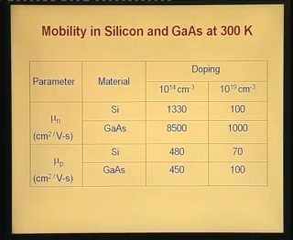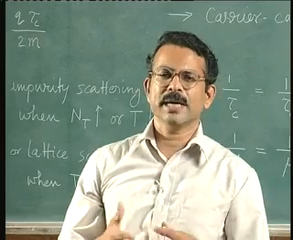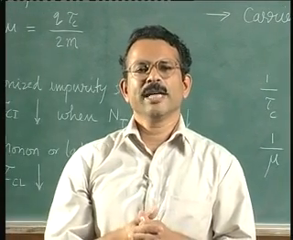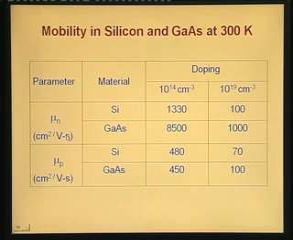So that is the reason why people look for different semiconductors for making devices. Alternatives to silicon are being considered. Gallium arsenide is one such alternative for high speed devices or high power devices. However, you can see here that the hole mobility in gallium arsenide is comparable to that of silicon. In fact, it is lower at 10 power 14 per centimeter cube doping level.